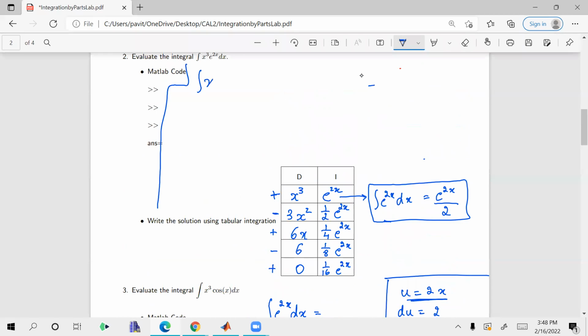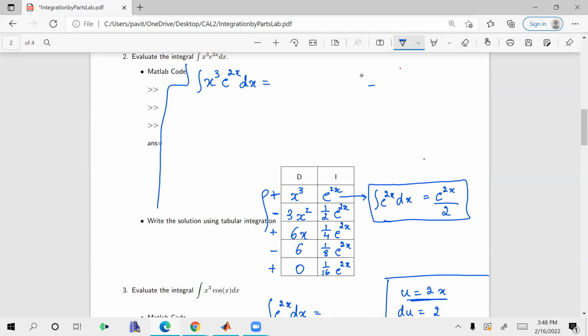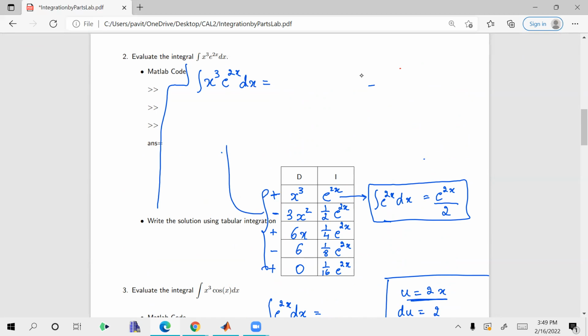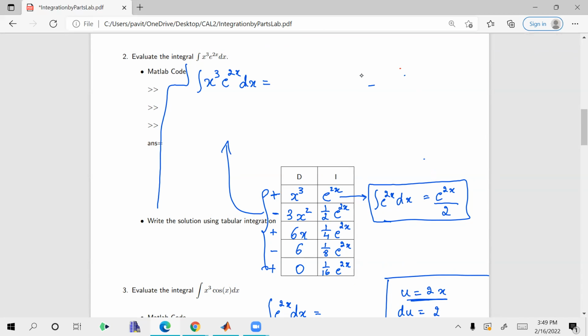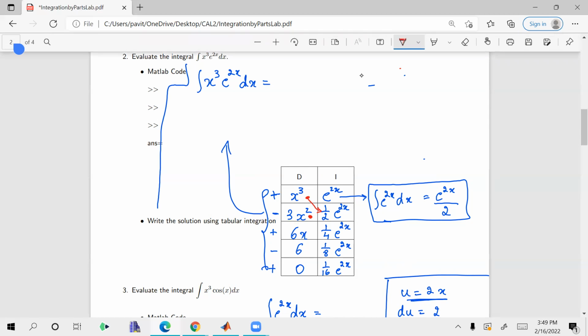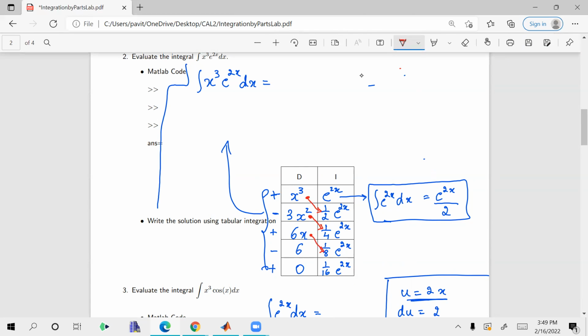Now, integration of x cube e to the power of 2x dx. How can I apply this as a solution to this problem? What do we have to do next? Next, you are going to cross multiply x cube with half, 3x square with 1 by 4, 6x with 1 over 8, 6 with 1 over 16.